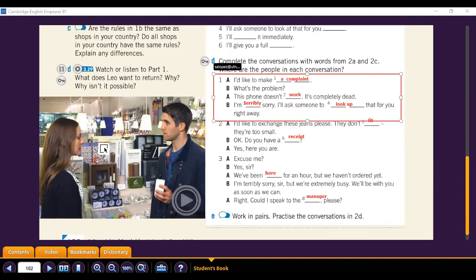Okay, teacher. I'd like to make a complaint. What's the problem? This phone doesn't work. It's completely dead. I'm terribly sorry. I'll ask someone to look up that for you right away.